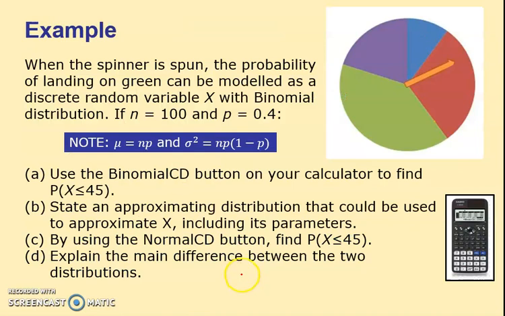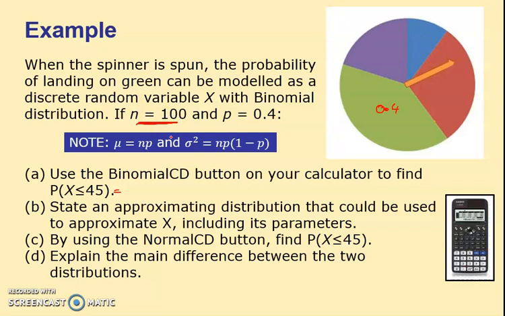So here's an example. The spinner is spun. The probability of landing on green, well, either it lands on green or it doesn't land on green, I suppose, is the basic argument. And the probability of landing on this area is 0.4. And we can use our binomial distribution button to work out this probability. It's saying I'm going to spin it 100 times. Well, I think that's a big number, by the way.